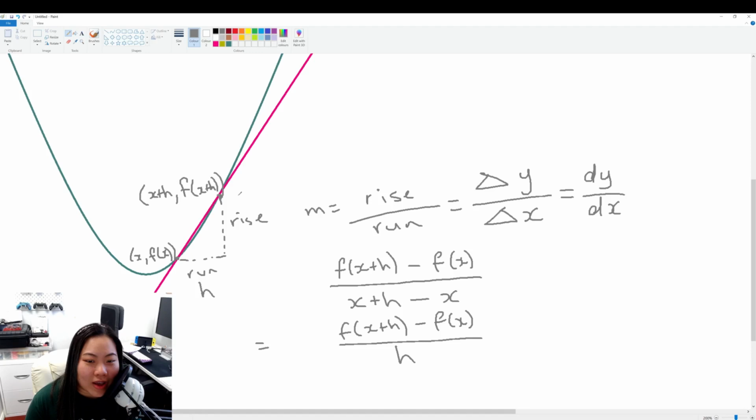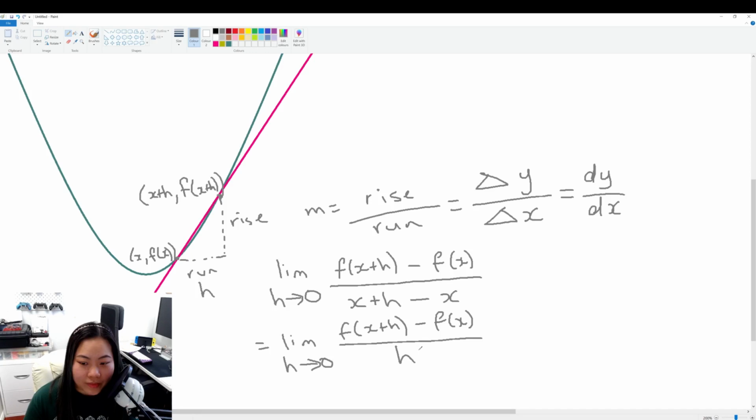Now, if we want these points to get closer and closer to x, we want h to get to 0 or as close to 0 as possible. Therefore, we want to find the limit of when h goes to 0. The limit when h tends towards 0. Now note that h cannot be 0 because you can't divide by 0, but it can get as close to 0 as we want it to be.